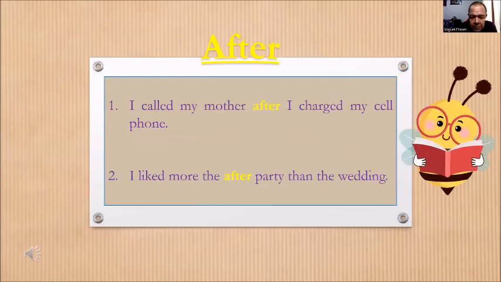After. This connector is useful for expressing an action that is performed after a previous action has completed. For example, I call my mother after I charge my cell phone. I like the after party more than the wedding.